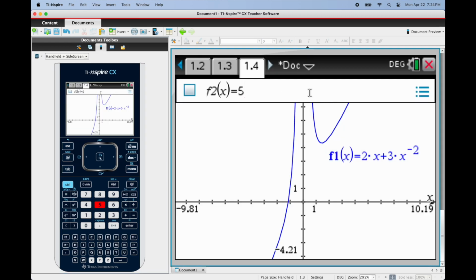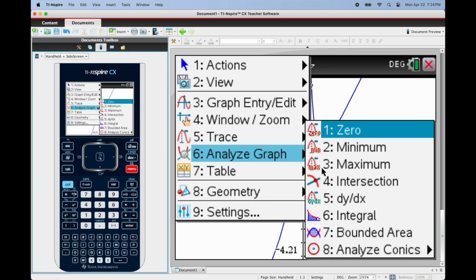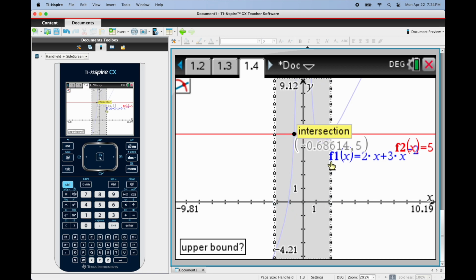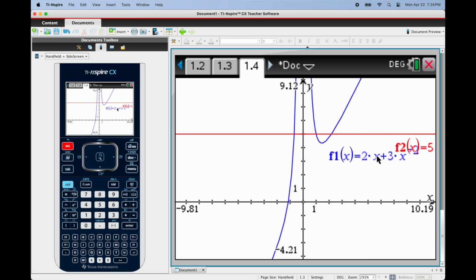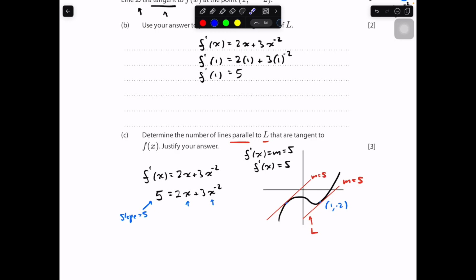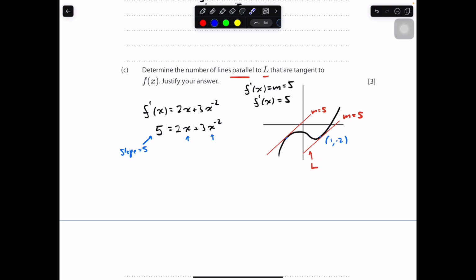So let's graph another function. And we know that there are 1, 2, and then 3 different points in which we have a slope of 5. Or we can say 3 different times in which this 2x plus 3x to the -2 is equal to 5. So determine the number of lines parallel to L that are tangent to f of x. Going back to the document here, we could say 3 lines, but we would usually want a little more process.